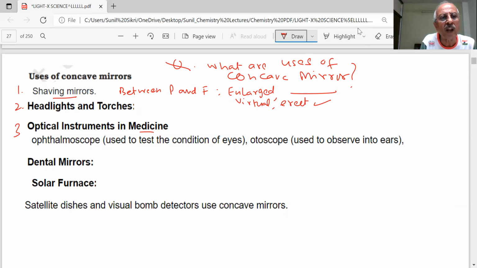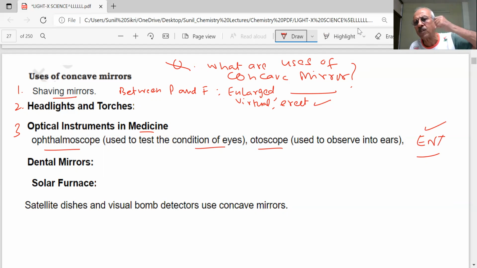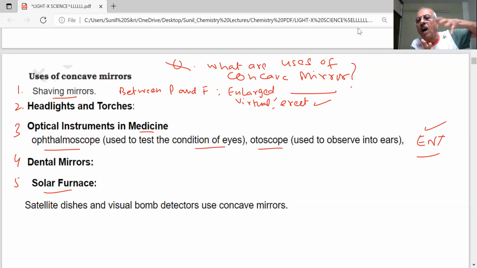Optical instruments in medicine, like the ophthalmoscope, are used to check the condition of eyes. If you have gone to an ENT specialist, you know they use some mirrors, so they are able to see virtual, erect, magnified, enlarged images of the object. Then you have seen dental mirrors used by dental doctors, and solar furnaces. What do we mean by solar furnaces? If light falls on a concave mirror, parallel rays will converge at the focus. When all the rays come at the focus, the Sun's rays are focused, so they produce a lot of heat at the focus. So it can be used as a solar furnace.